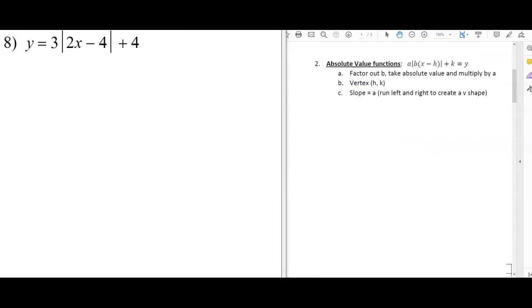Number 8 is an absolute value function. You can tell because there's absolute value bars on it. The first thing we're going to do is you're going to factor out the b, take the absolute value of it, and multiply it by a. So I'll show you that step in a minute, but in this expression here, whatever number's with the x, that's my b value, and I want to factor that out, take the absolute value of it, and multiply it by a. So I'll demonstrate that for you.